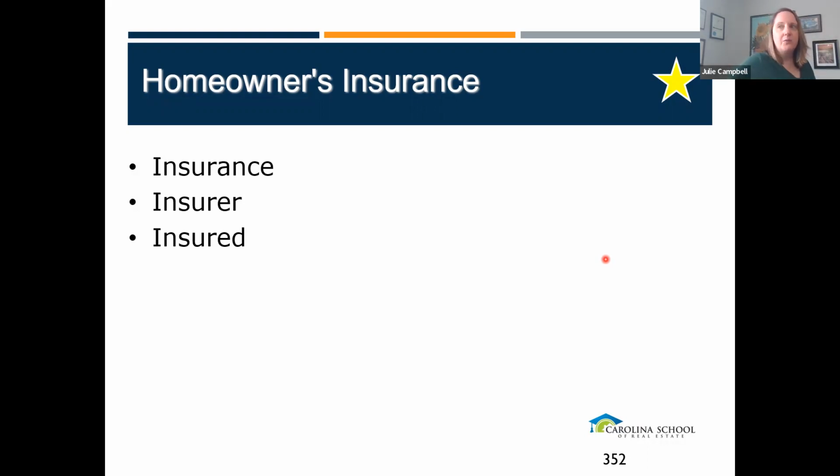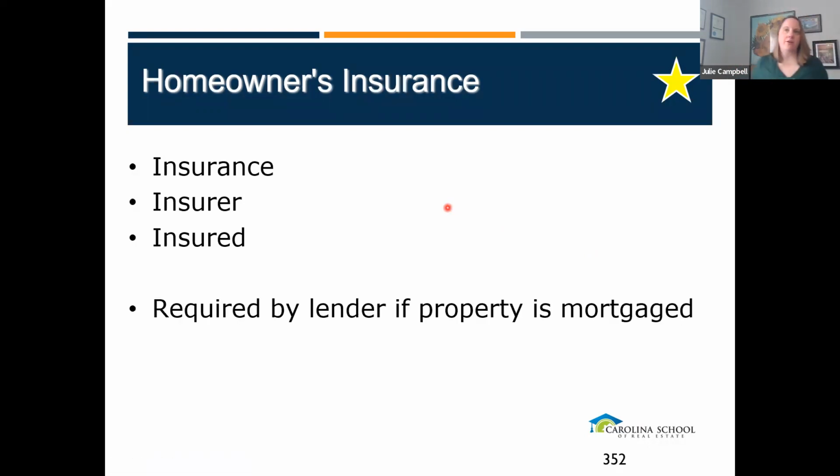If the buyer is purchasing a home with a loan, homeowner's insurance is required, period, end of story. If it's a cash buyer, homeowner's insurance is highly recommended. But if a lender's involved, they will require homeowner's insurance to protect their interest. The premium is the consumer's cost of coverage, the insured's cost of coverage.